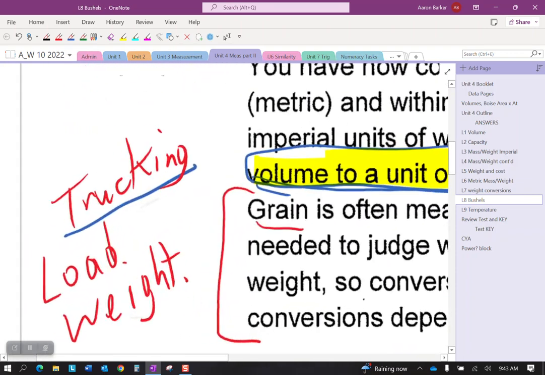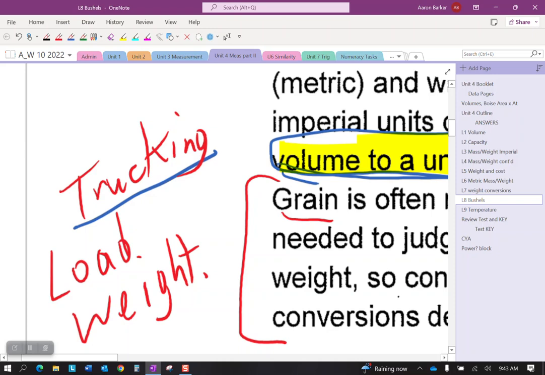And again, I already talked about trucking. It's important for load weight. If you don't have enough, or if you have too high of a load, your brakes won't work. Okay, you're dead, you're causing accidents, you're liable. Okay, charge you for like second-degree murder and stuff.